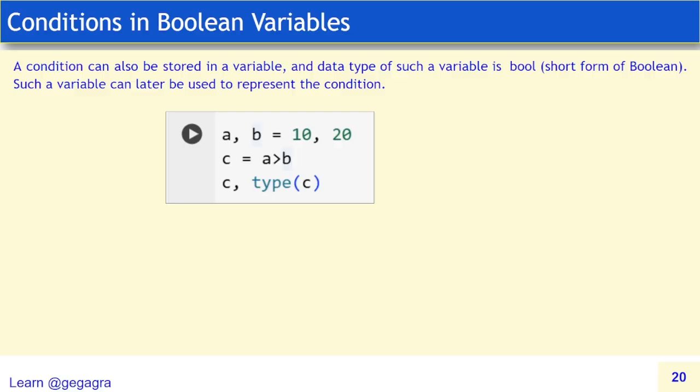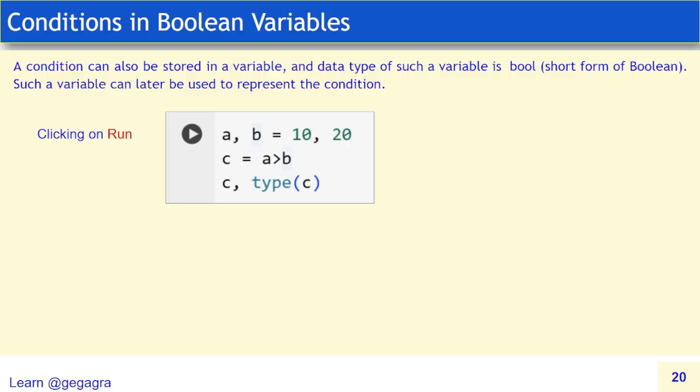Suppose a, b is equal to 10, 20. If you execute this code, a will store 10 and b will represent 20. When I click on the run button or play button, here a will have 10 and b will store 20, and when I say c is equal to a greater than b, this is the condition.